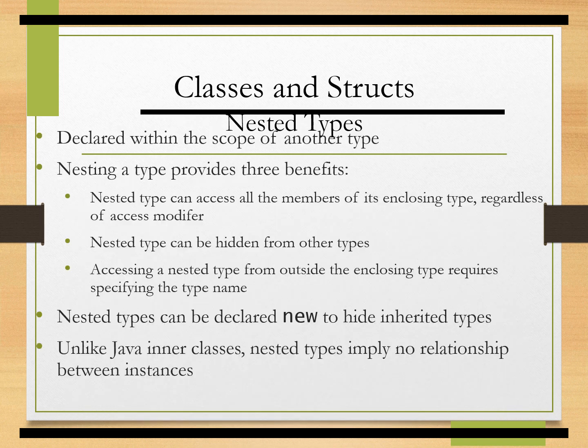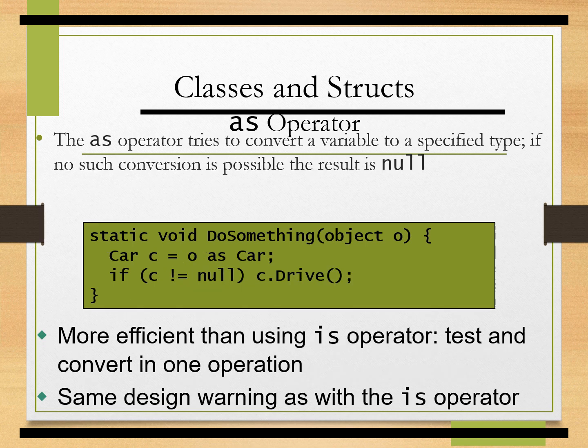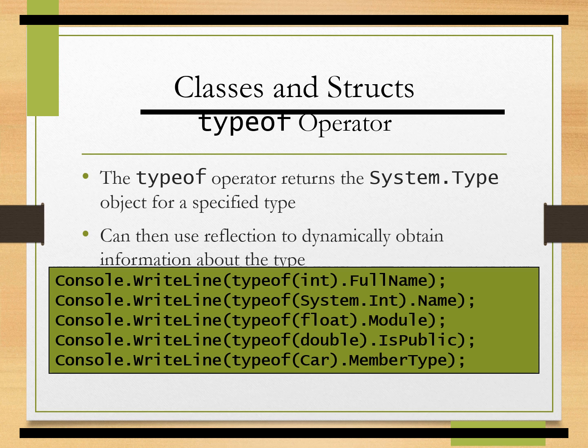Just assume a type declared within the scope of another class; that is a nested type. Nested types can be declared, and the new keyword is like Java inner classes. Just see the is operator, which is used to dynamically check types at runtime. The is operator comes under the is-a relationship, from polymorphic method hierarchy. The as operator does the conversion, and the result is null on failure. The typeof operator gives the System.Type, to dynamically obtain the information, for example with WriteLine.